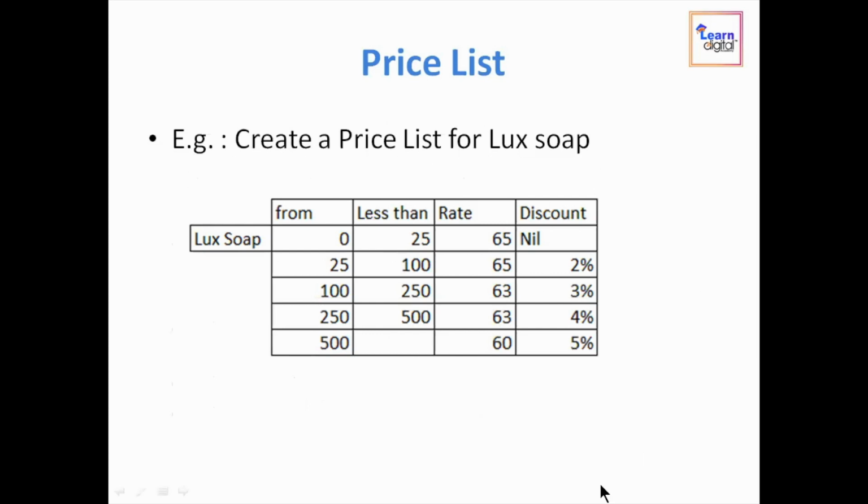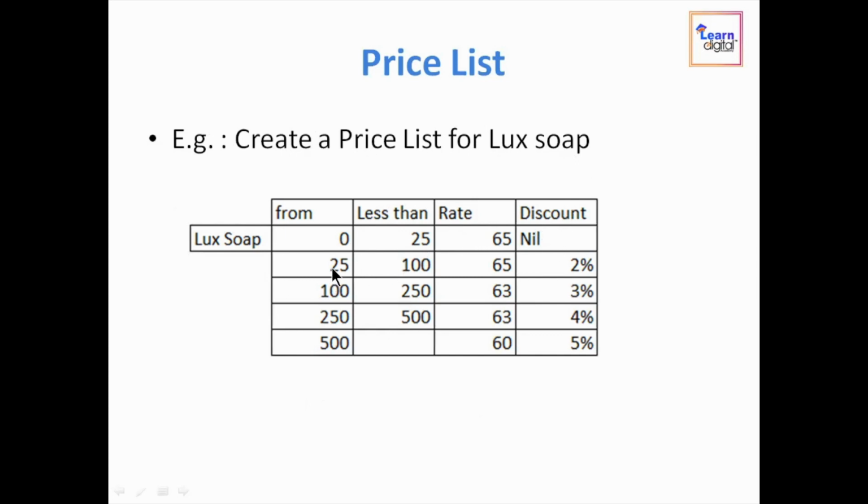We are creating a price list for Lux soap. We will read this. If we sell goods in quantity from 0 to 25, suppose we are selling 25, 23, 22, 20, 0, 1, 2 units, the rate will be 65 and we will not offer any discount.